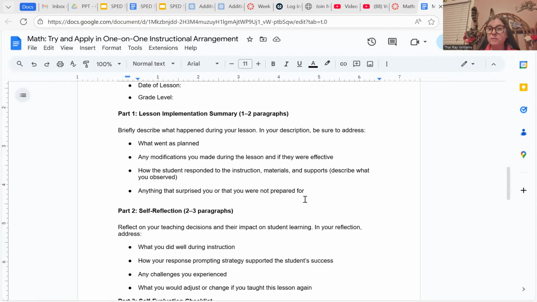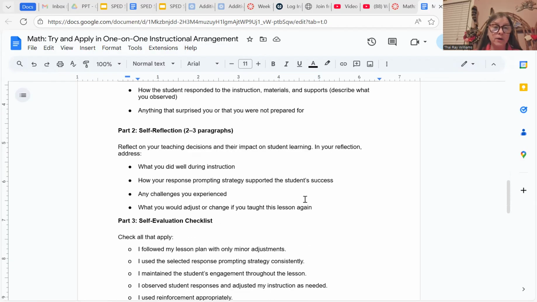How did your students respond to your instruction? What about your materials and the supports you had in place? And here I want you to really describe what you observed. And was there anything that surprised you or that you were not prepared for? Again, we're looking at just 1 to 2 paragraphs on that, but I also need enough information that you're addressing all of those questions.